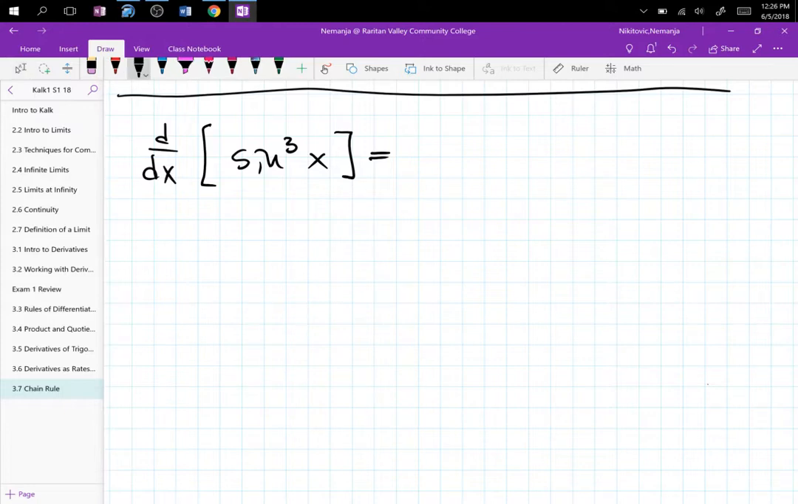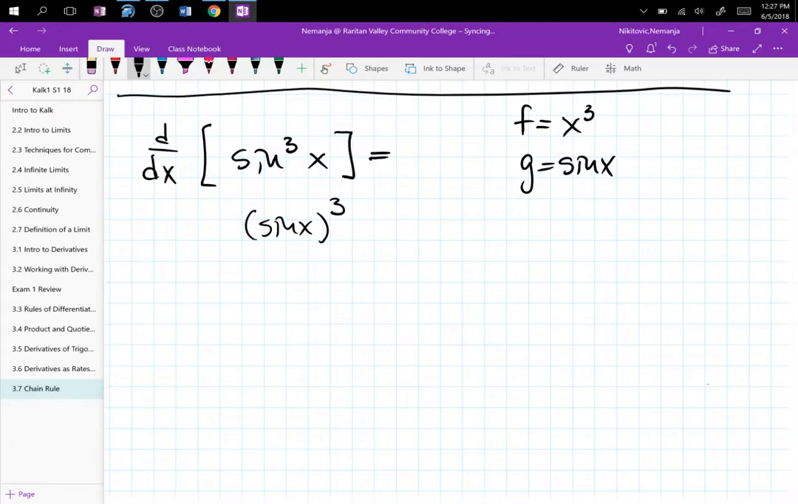All right, so who can tell me what f is? X cubed, nice. And g is sine x. Nice. That's the hardest part, to see that this sine cubed x is actually sine x everything cubed. That's different notation for the same thing. So once you know that, the rest of the problem should not be a problem. Good.